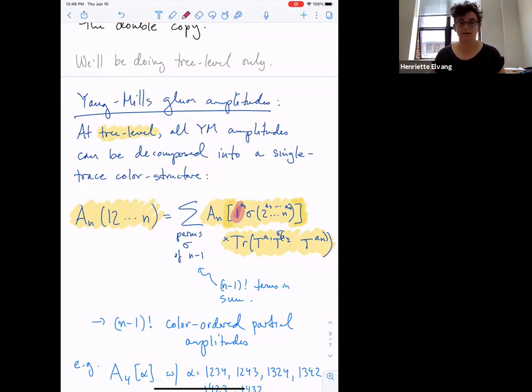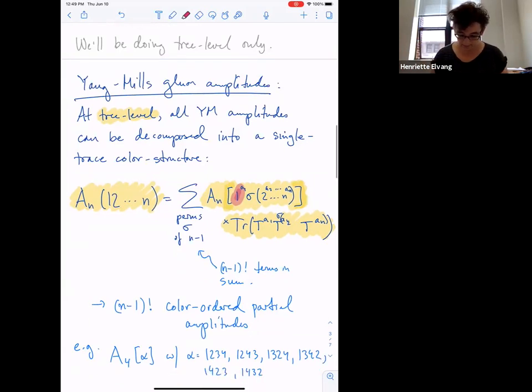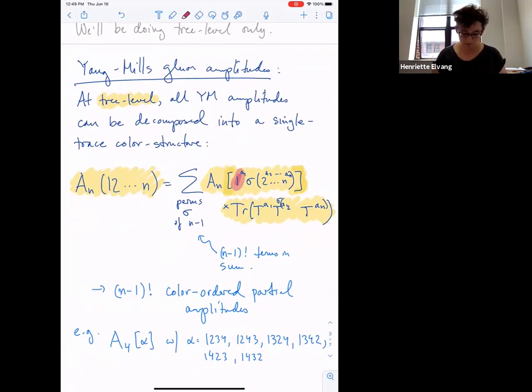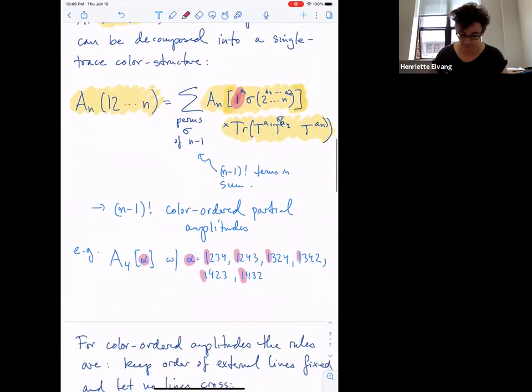This is just a nice way of keeping track of the amplitudes and not worrying about the color structure that gets thrown away into a single trace, and we just have these cyclic color ordered amplitudes left. So these are called color ordered partial amplitudes. For example, at 4 point, I could let alpha denote my color structure, and the (n-1)! comes down to 3!, so that's 6 different color orderings. I keep my line 1 fixed, and then I have these 6 permutations of the 3 other lines. Okay, so that's the color structure.